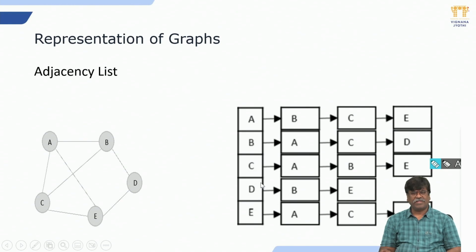Next, what are the adjacents I am having from D? From D I am having B, E. So 2 adjacents, B and E. And from E I am having adjacents A, C, D. So this is how I can represent the graph with the help of an adjacency list.